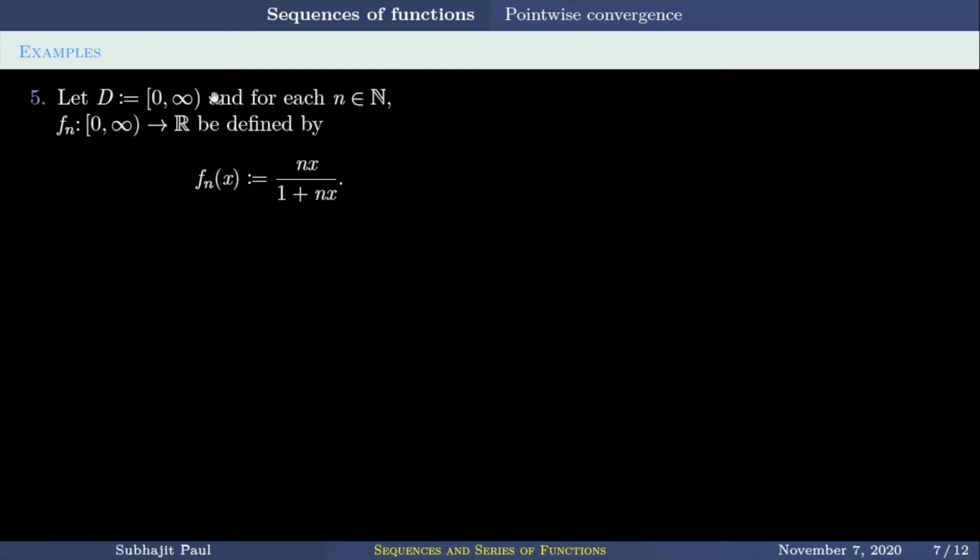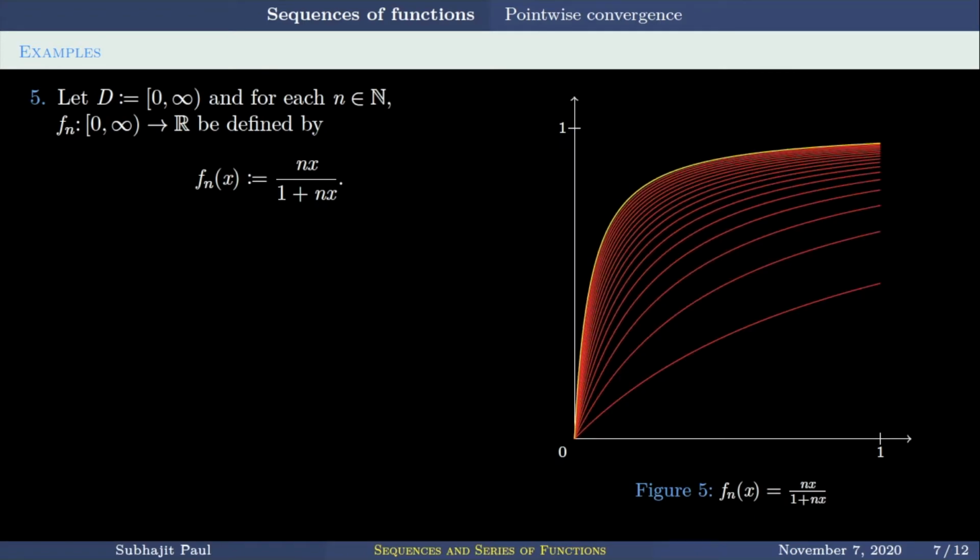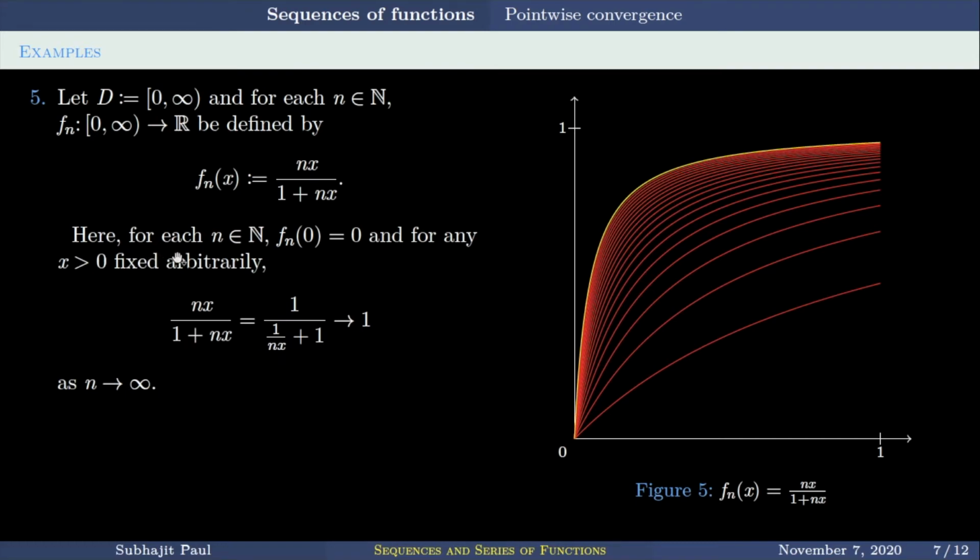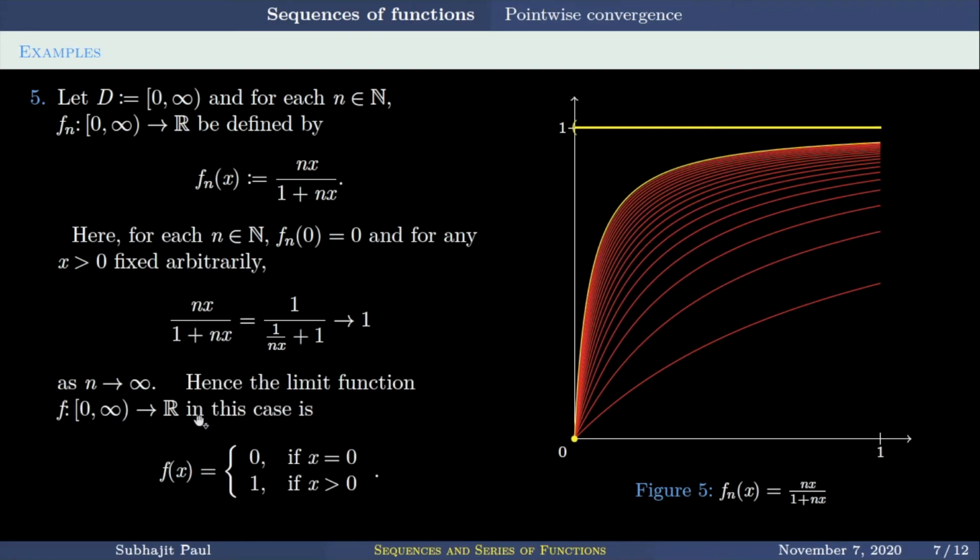Next example, here the domain is the entire [0, infinity), and for every n we have the function defined in this way, nx over 1 plus nx. So this goes this way. Here you can guess that the functions are going very close to 1 at infinity, but keeping the one end fixed at 0. Mathematically speaking, for every natural number n, fn(0) is 0, and for every positive x fixed arbitrarily, nx over 1 plus nx tends to 1 as n tends to infinity. So the limit function will be this one: at x equal to 0 it is 0, and for every positive x it will be 1.